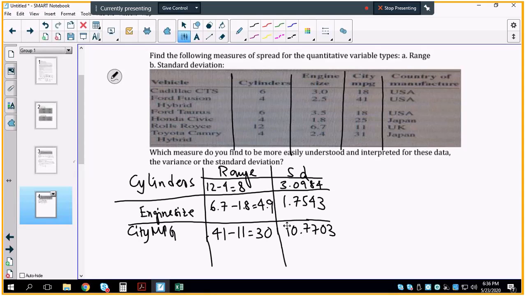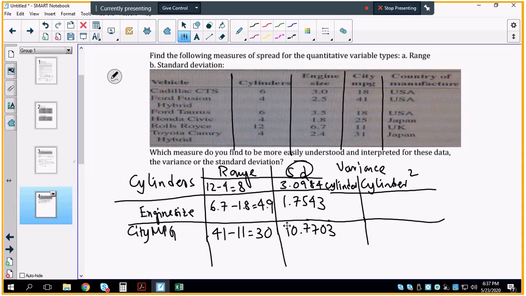We have answered the first part of the question. Then it is asking, which measure do you find more easily understood and interpreted for the data, the variance or the standard deviation? So the answer is going to be the standard deviation. Think about the units. If you say variance, then you are finding the square. So for cylinders, the variance unit will be cylinders squared. And of course, saying cylinders squared is harder to understand than saying the variance is in terms of cylinders. You can think of this for everything else as well.